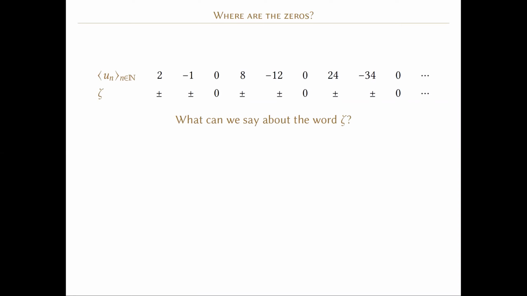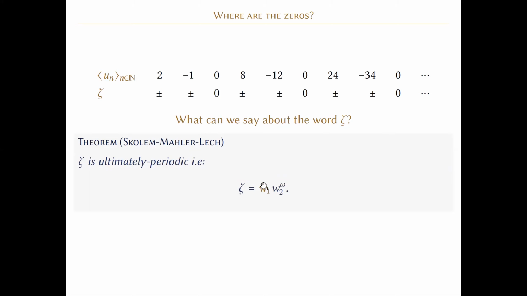smaller alphabet. So suppose we only care about whether the linear recurrence sequence is 0 or not. So here we have an LRS, and suppose we abstract it away to two groups, non-zero and 0. So suppose we want to verify this modified sign pattern. The most important theorem in this area is the Skolem-Mahler-Lech theorem, which tells us that this sign pattern is ultimately periodic. So it has a finite prefix, after which there is a finite pattern that repeats infinitely often.